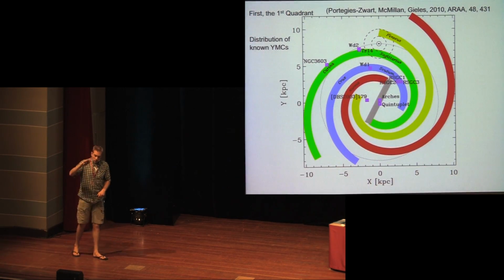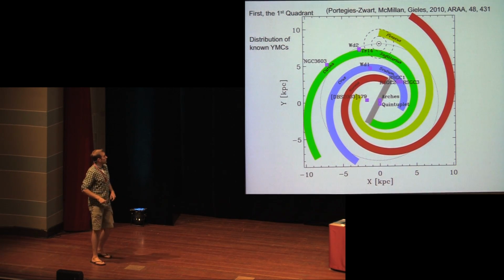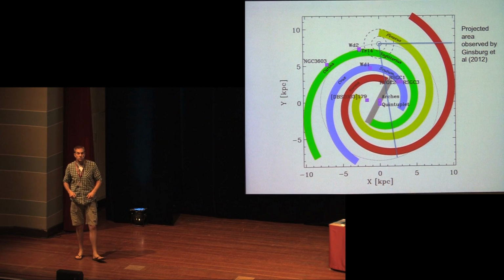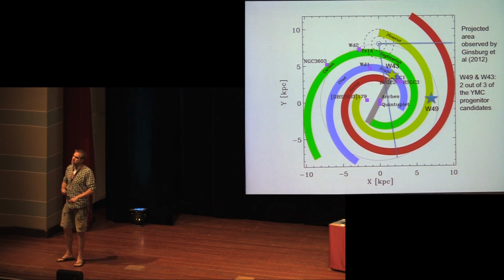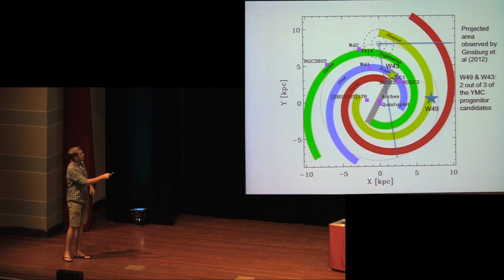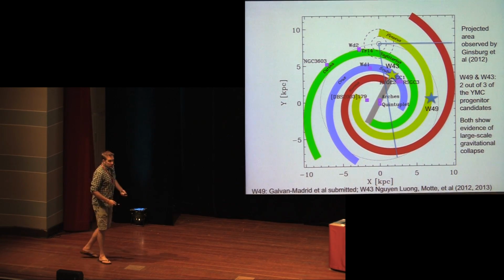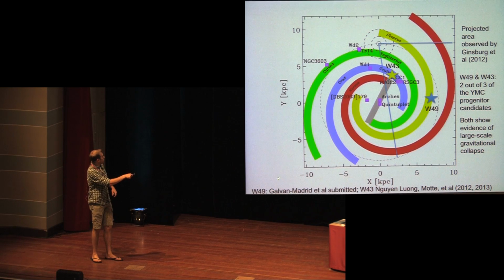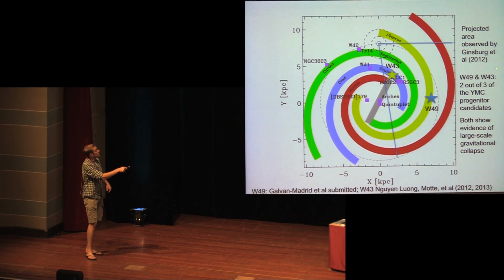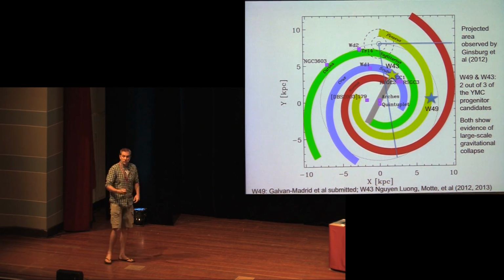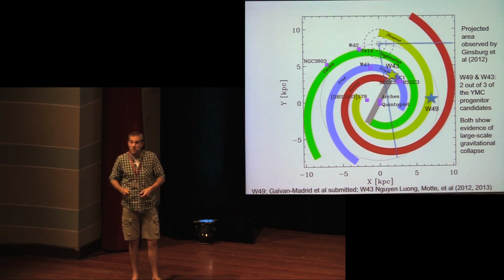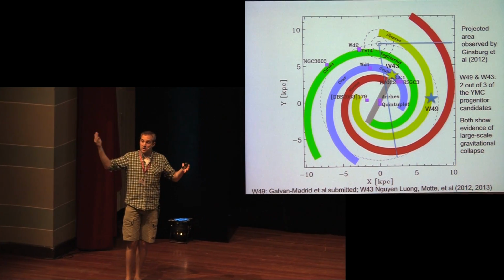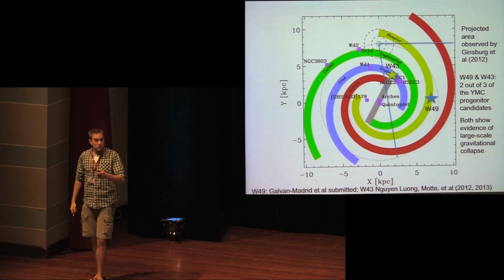This is a face-on view of our galaxy from the review by Portuguese Svartstal. And the region looked at by Adam is shown here. There are two very well-studied YMC precursors in this area, W43 and W49. Both of these are recent papers. W49 has been studied by Roberto Galvan Madrid, and W43 has been studied in a lot of detail by Frederick Mott's group, including Quang Nguyen Leong. Both of these show signs of large-scale gravitational collapse feeding these YMCs. In particular, W49 has a sort of central hub that's getting fed by filaments from 60 parsec scales.